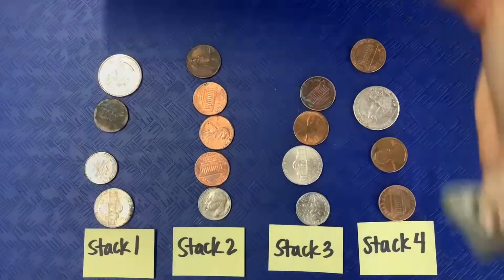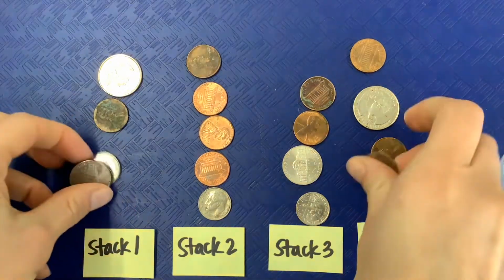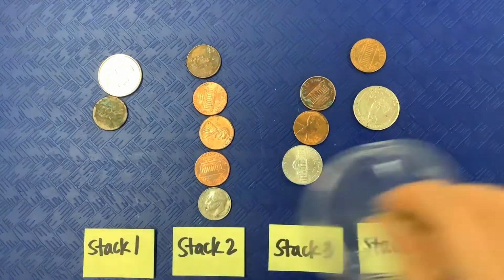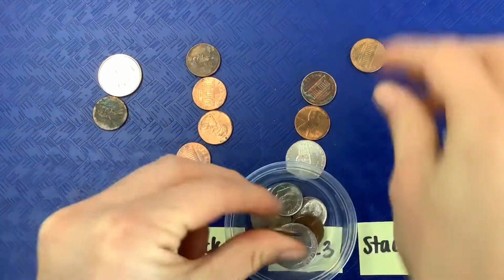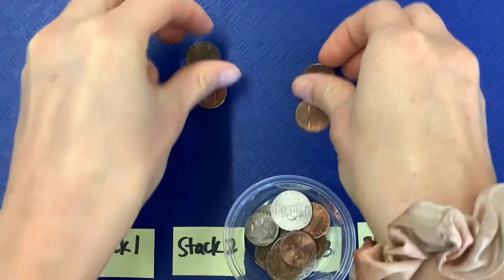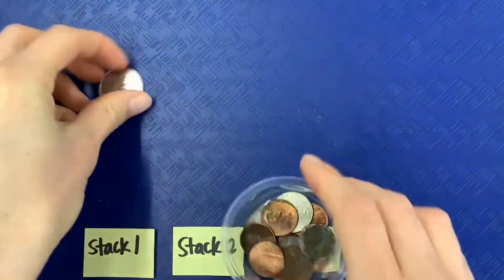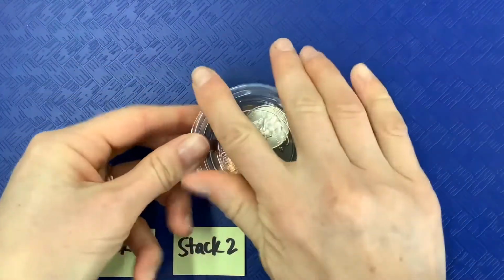Then I need you to clean up your coins. Make sure you have 17 total and put them back into your container and close the container. All done.